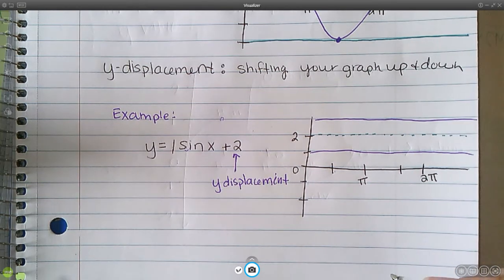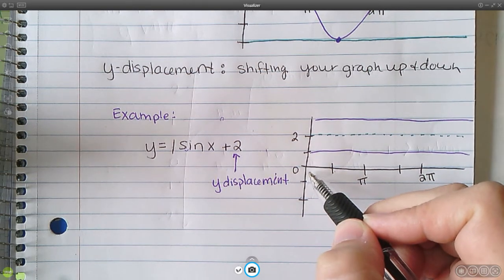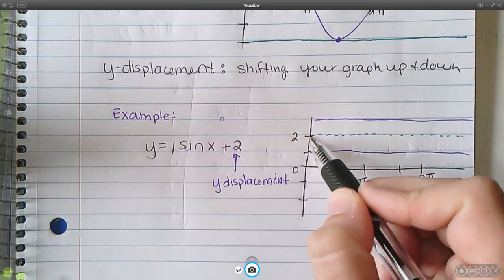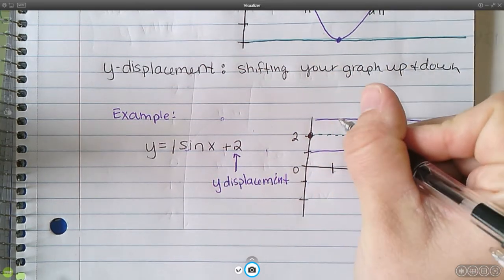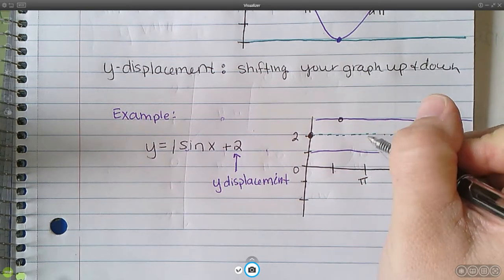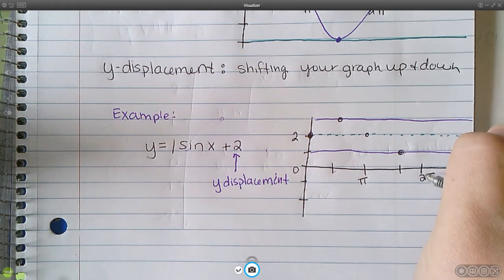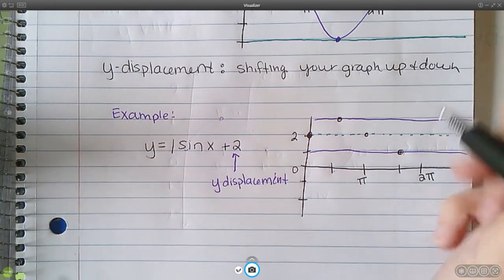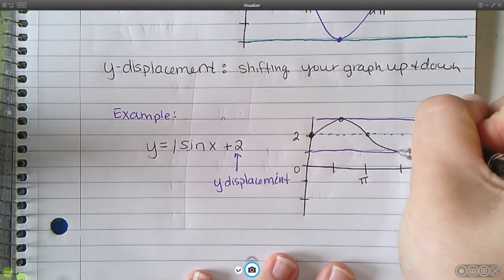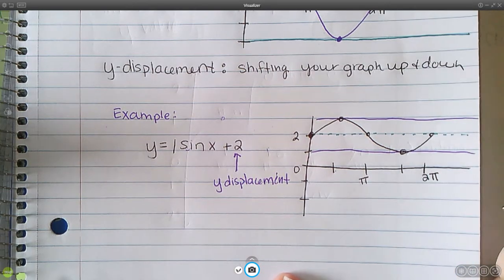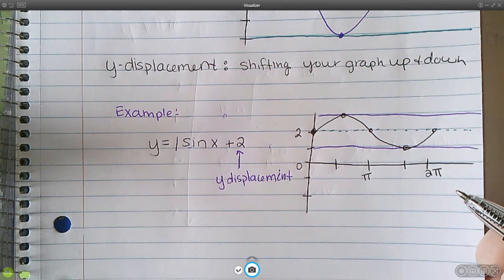We're starting at O, but remember, since it has a y displacement, we have to go to our, quote, fake x-axis. So we moved that up here. This is my new O. Then we go to the next dash, we go high. Next dash, we go O. Next dash, we go low. O, high, O, low, and then back to O. So this is our sine graph with a y displacement of +2.